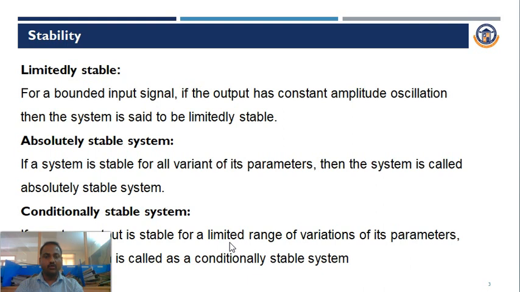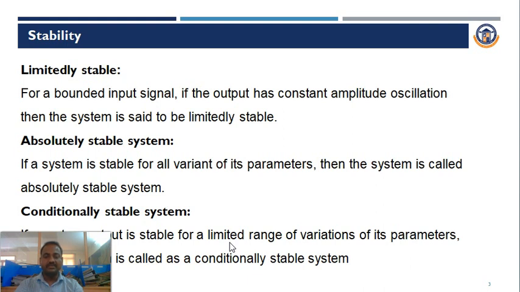If the output has a constant amplitude oscillation, then the system is said to be limitedly stable. Next, we discuss the absolutely stable system. If a system is stable for all variations of its parameters, then the system is called an absolutely stable system.